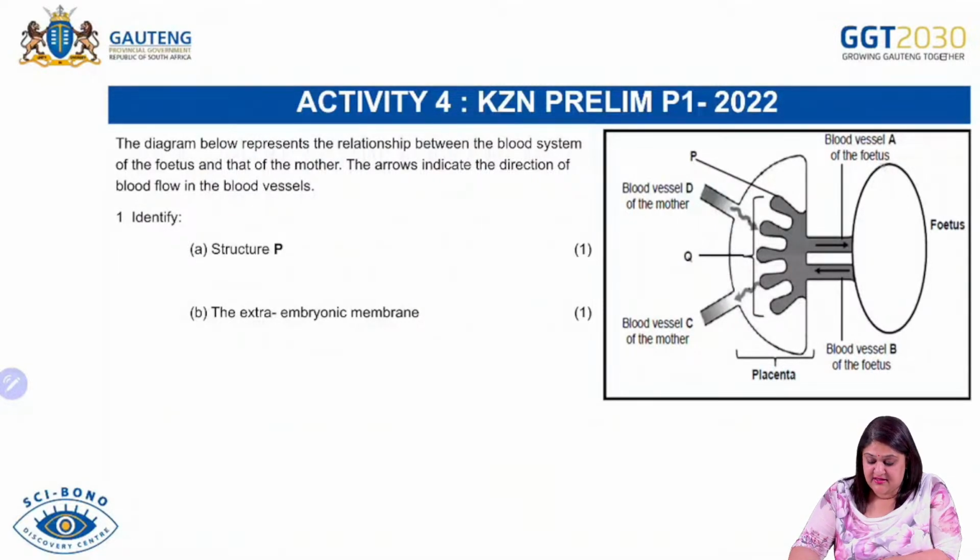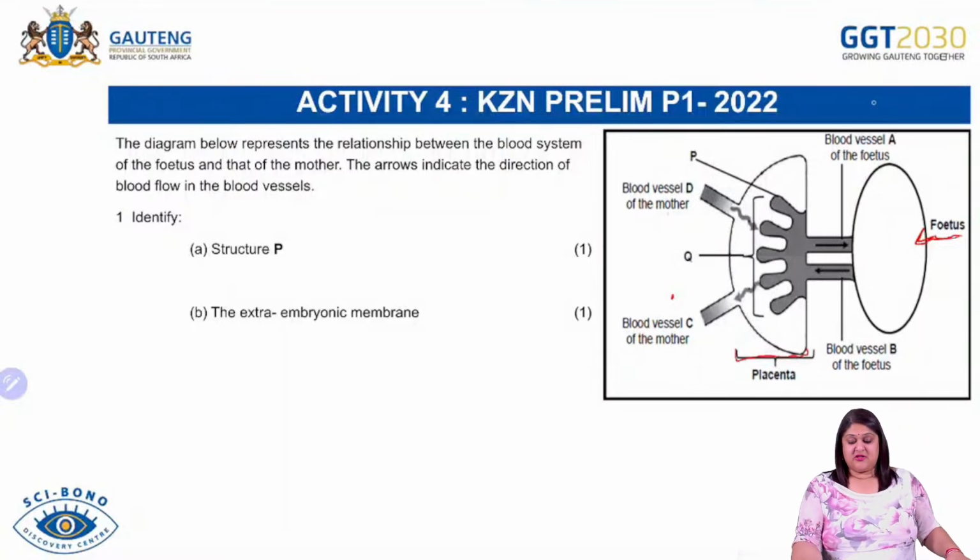This structure here, the circle, is showing us the fetus. Then we've got a blood vessel of the fetus, which is blood vessel A, and you've got blood vessel B of the fetus. So this is basically the umbilical cord. We have one that is going to the fetus and the other one that's going from the fetus. And then here we have the placenta. So this is the side of the mother. We've got blood vessels of the mother that are indicated over here and here. And then we've got label line Q and label line P.